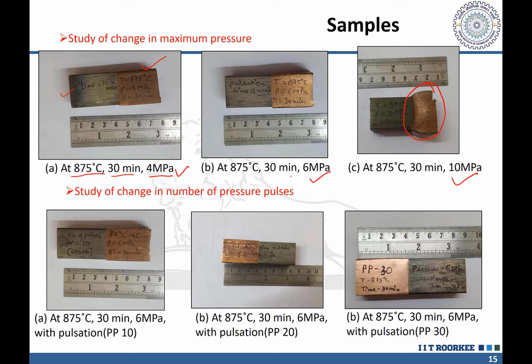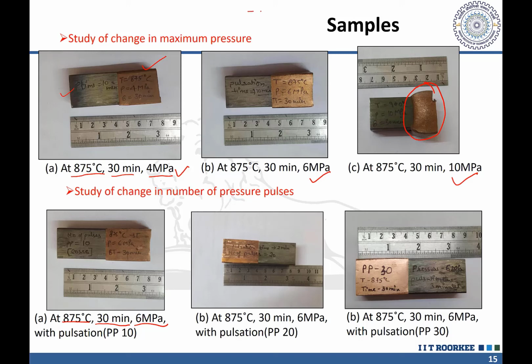Similarly, the joint remains intact. The maximum pressure that it can handle at 875 is the 6 MPa; that pressure it can handle very effectively without getting deformed. So that was chosen for further study. So 875 degrees centigrade, 30 minute diffusion bonding time, and 6 MPa the maximum pressure that was applied, and thereafter we applied the pulses.